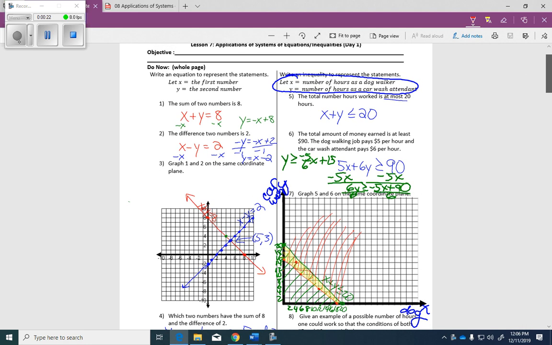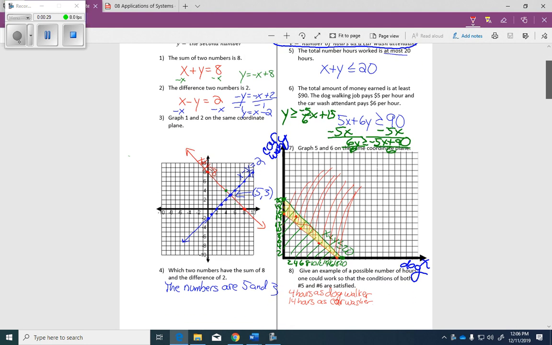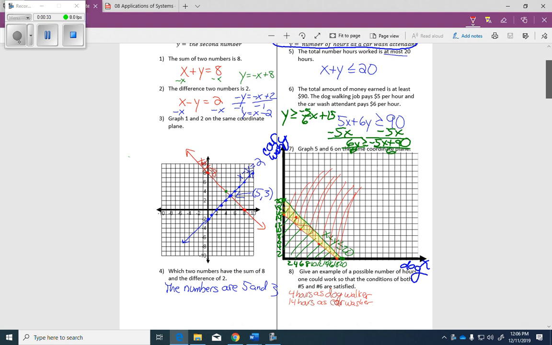We wrote systems of equations and graphed them, and a system of inequalities and graphed it. There are many answers for number 8 because you just have to pick any point in that solution set.